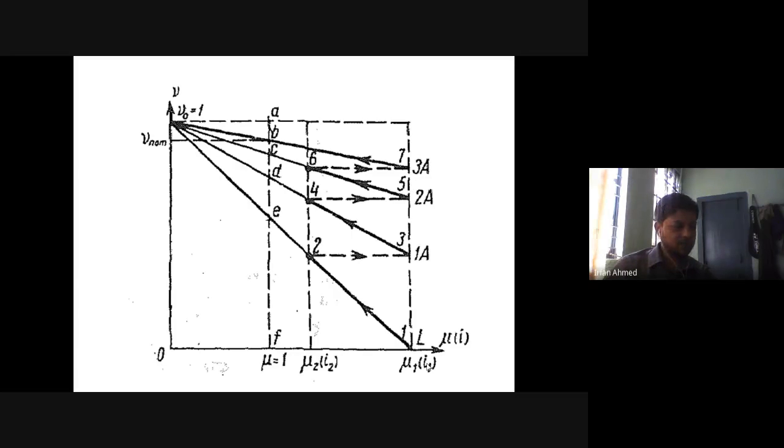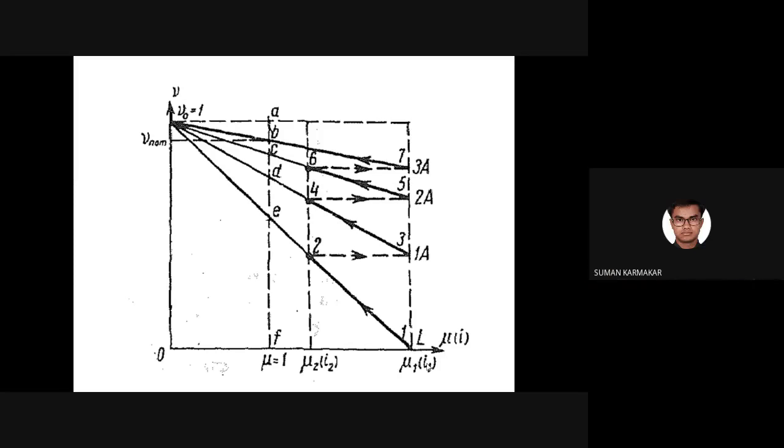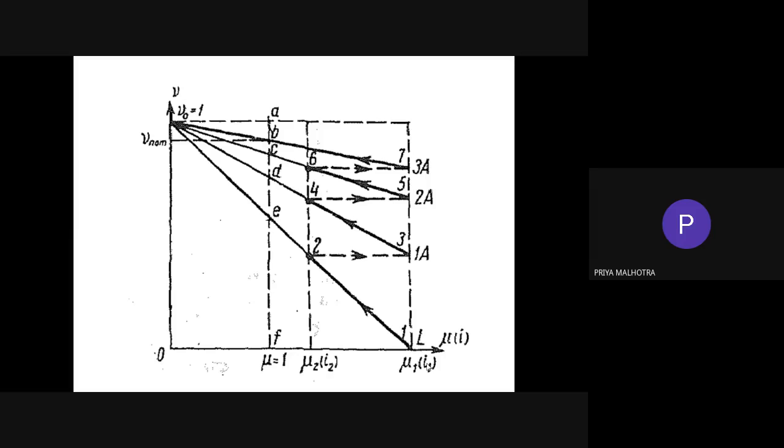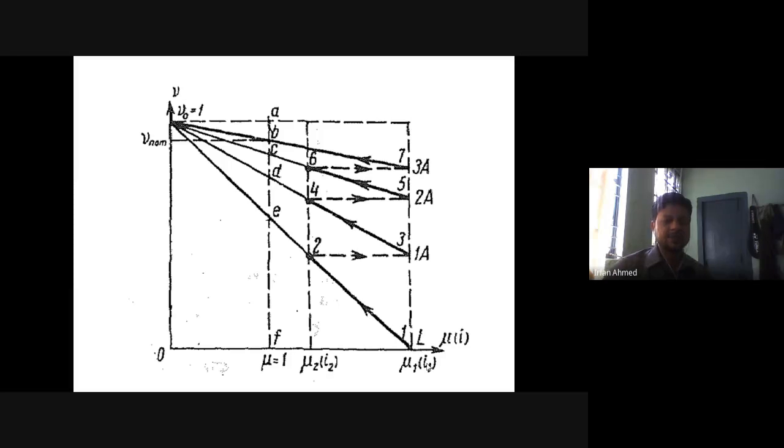This is something like what came first, the chicken or the egg. What will you decide first? The armature current or the armature resistance? You will first decide the armature current, and from that you will decide the armature resistance. Correct? Yes or no?